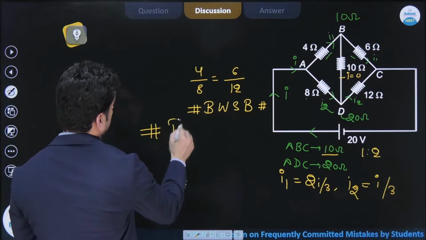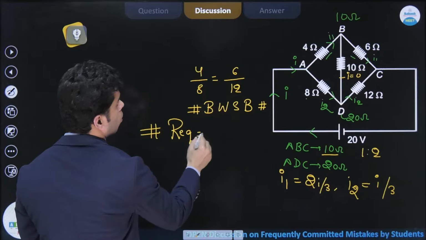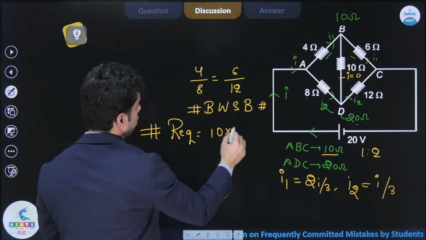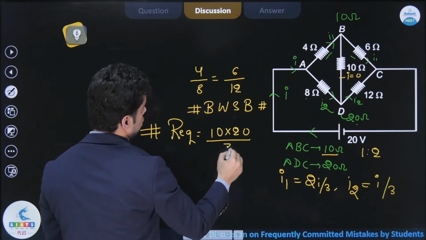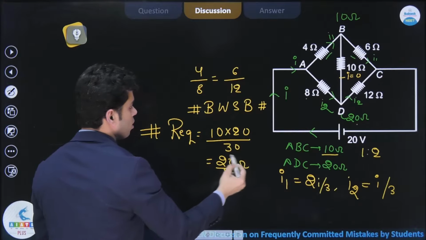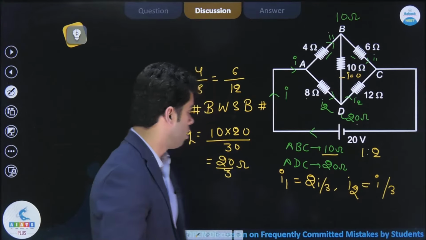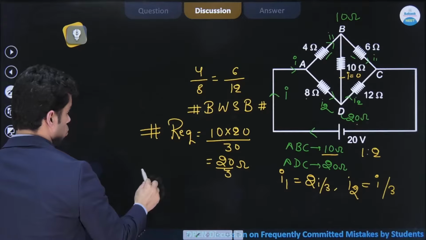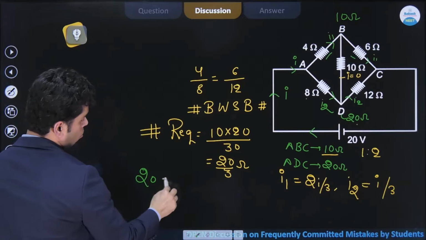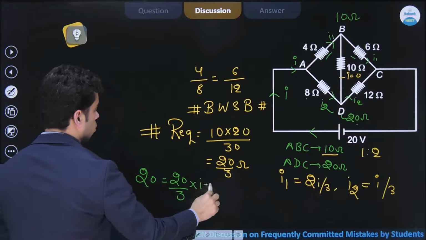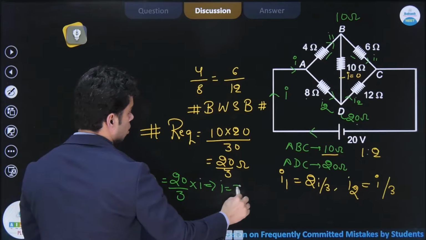इक्विवेलेंट रेजिस्टेंस कितना हो जाएगा बेटा, R इक्विवेलेंट. It will be equal to, ये 10 ओम और 20 ओम किस में, पैरेलल में. सो it is 10 × 20/30. So it is equal to 20/3 ohm. This is equivalent resistance 20/3 ohm. Let's use Ohm's law. So 20, it is equal to 20/3 into I. So from here I is coming out to be equal to 3 ampere.